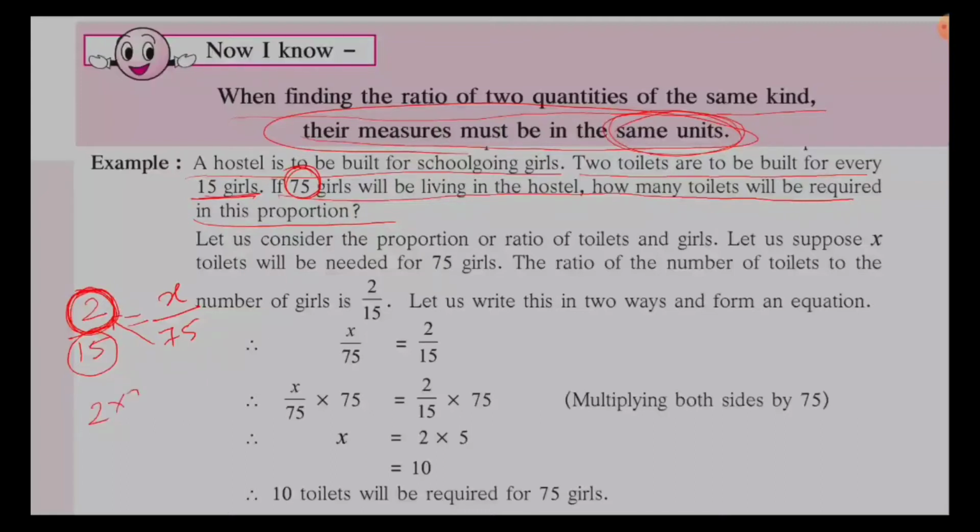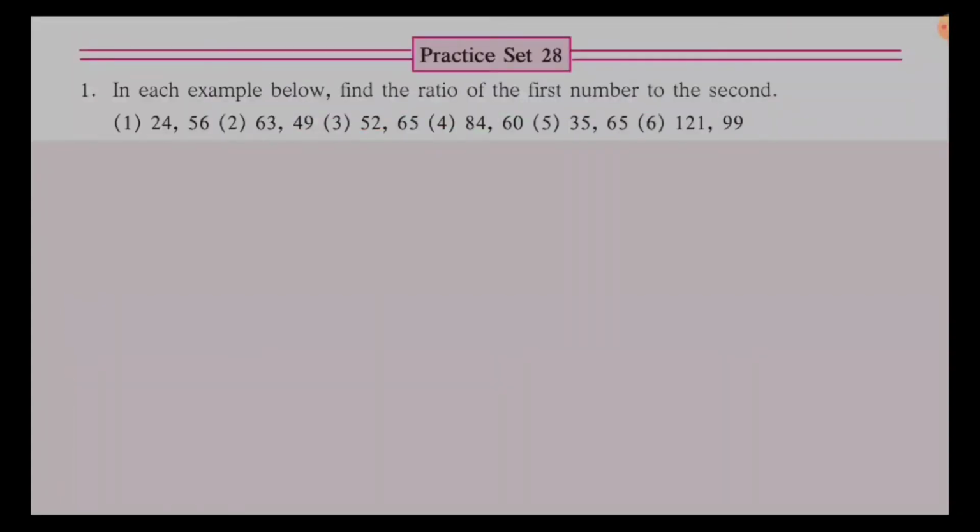2 multiplied by 75 divided by 15 is equal to x. Now we know that 15 and 75 are divisible by each other. 15 ones are 15, and 15 fives are 75, and 5 twos are 10. x is equal to 10. That means 10 toilets are required for 75 girls. Okay, so this was our answer for this ratio and proportion. These sums are very easy to understand also. Let's start with our practice set 28.